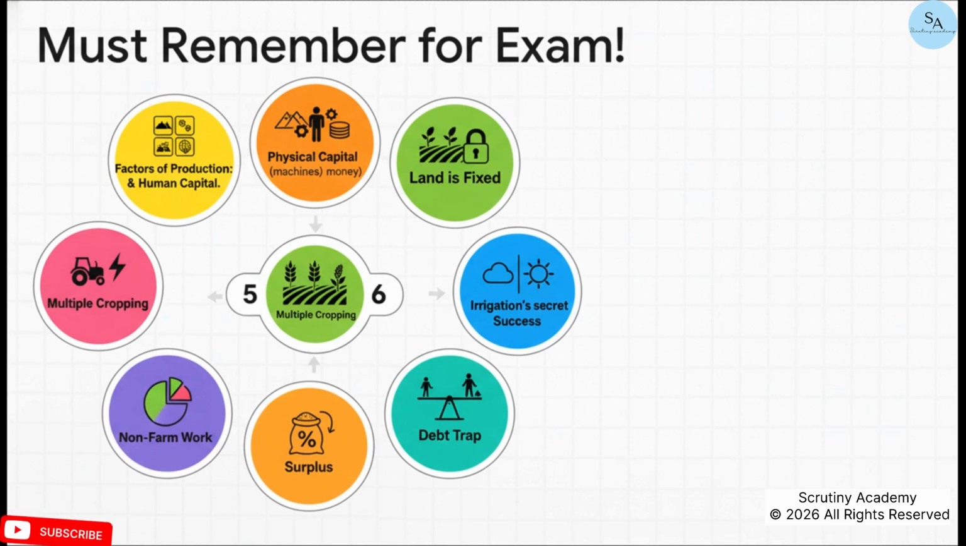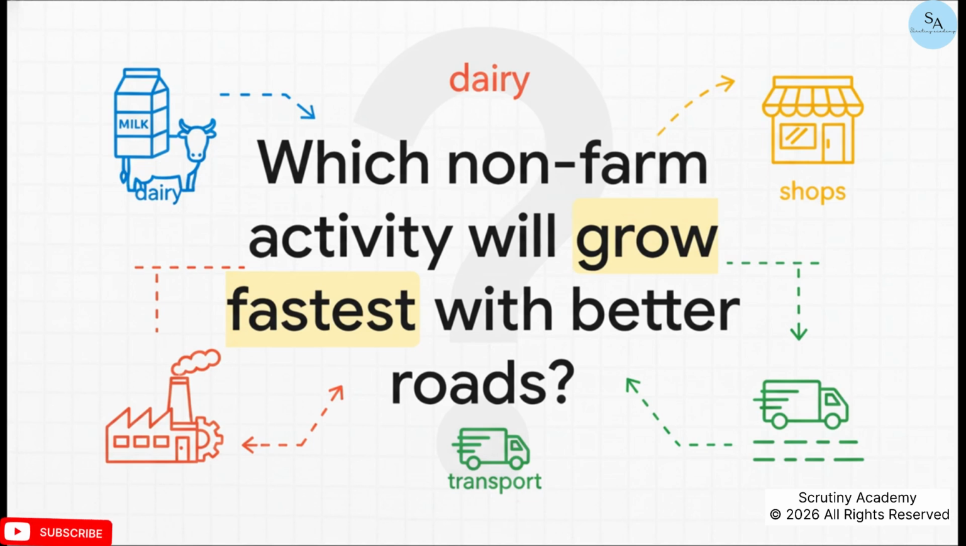8. Small farmers get caught in a debt trap. 9. Large farmers have a surplus to sell, small ones don't. And 10. Only 25% of people have non-farm jobs. You got this. And I'll leave you with one final question to chew on.